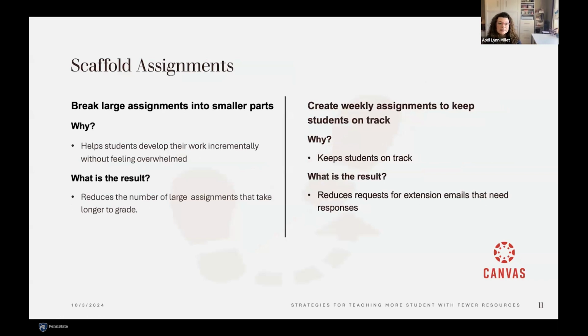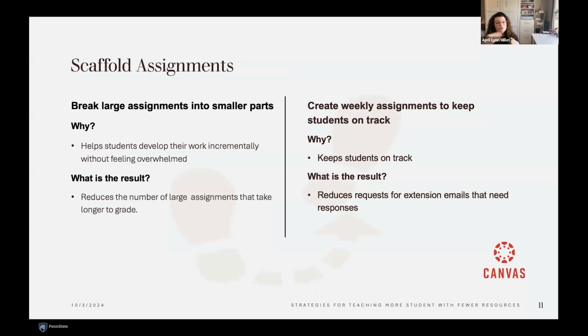Our next idea is to scaffold assignments. And so scaffolding in teaching refers to a method where instructors provide successive levels of temporary support to help students achieve deeper understanding and greater independence in the learning process. And so there are several different ways that you could scaffold learning. The one that I've picked for this session is streamlining, that what will help you streamline grading is to break large assignments into smaller parts.